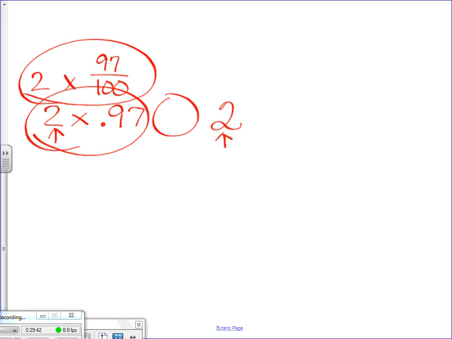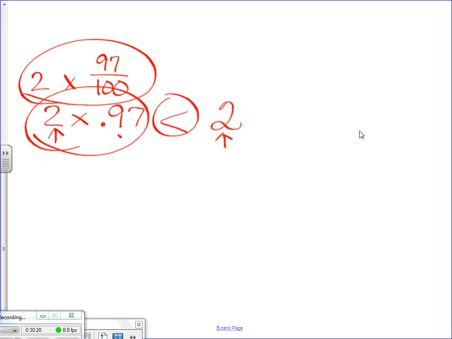Sophia, what do you think? It's less than, because 97 over 100 is less than 1. This is 97 hundredths. This is behind the decimal. What do you have in the ones place? Zero. You have a 0 in the ones place. It's less than 1.